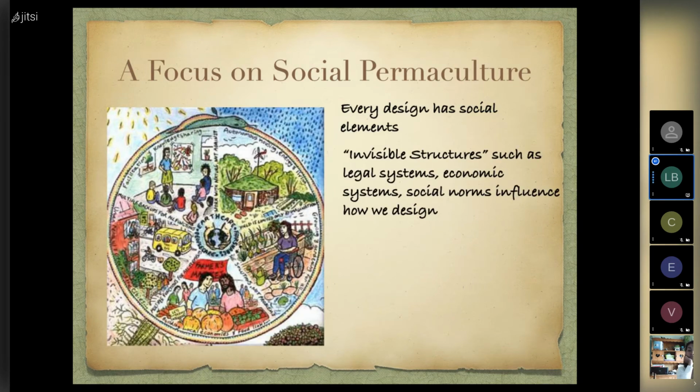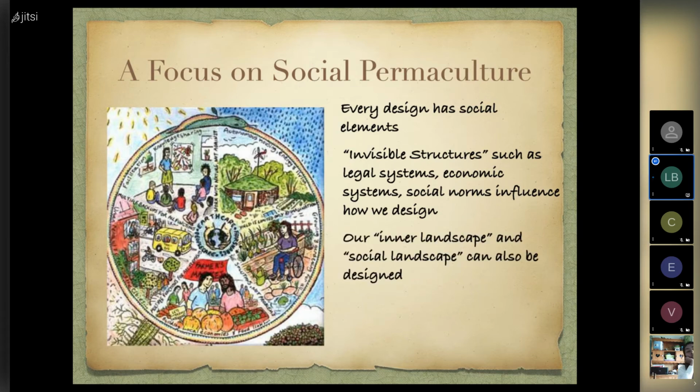And things that are known as invisible structures, such as legal systems, economic systems, social norms, and things like that, influence very strongly how we design. And very often, in my experience, the permaculture systems that I've seen that have not succeeded or are having serious issues are having those issues because the social parts were not designed correctly, or were not designed in a way to actually support that system in functioning.